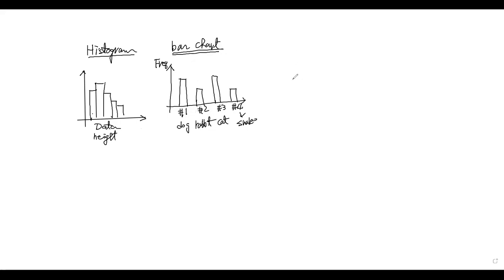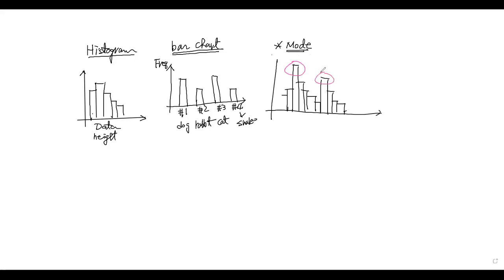And then we also talk about the distribution shape. There are a few things we need to care about here. First is modes. The mode is how many peaks you have. So for example, if you do a histogram like this, as you can see, this histogram has two modes, two peaks. One is here, one is here.